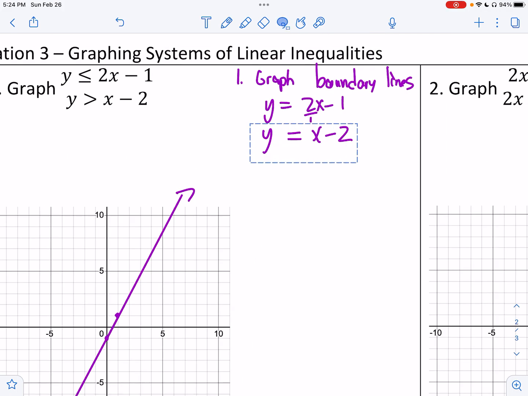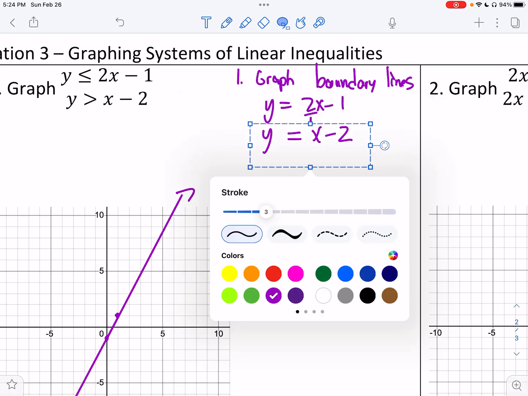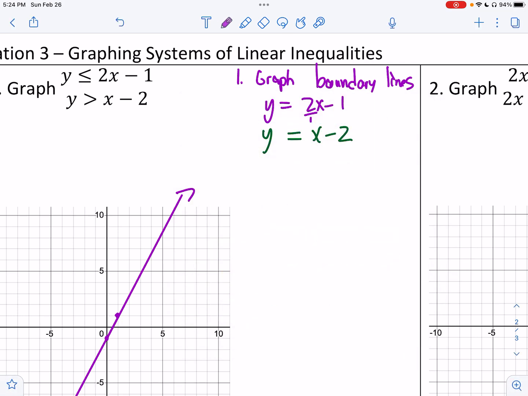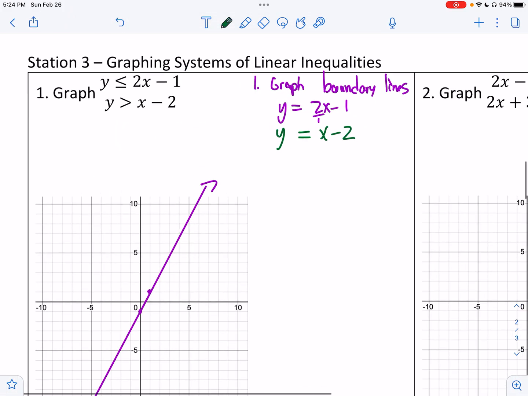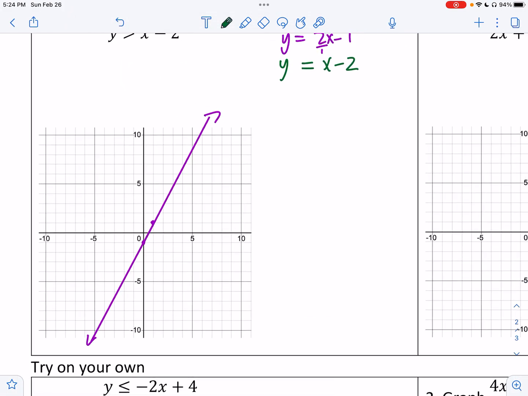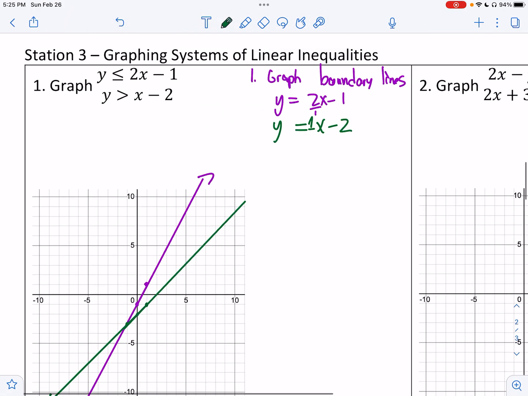Let me switch to another color here. Okay, and then my second boundary line is x minus 2. So it has a y-intercept of -2 and a slope of 1. So that's 1x, so rise 1, run 1. So there's my other boundary line. All right, so those are my boundary lines. Now I have to figure out my shading.